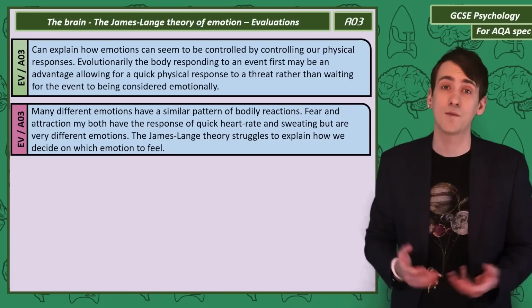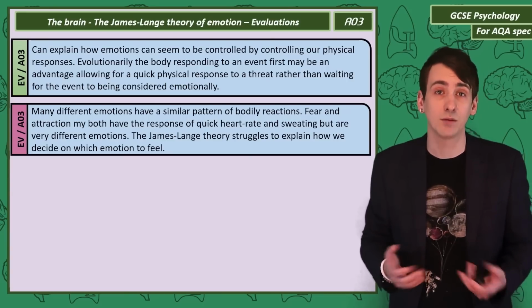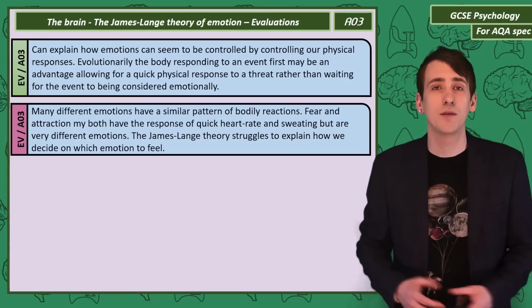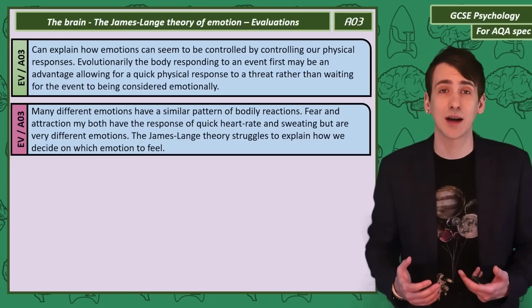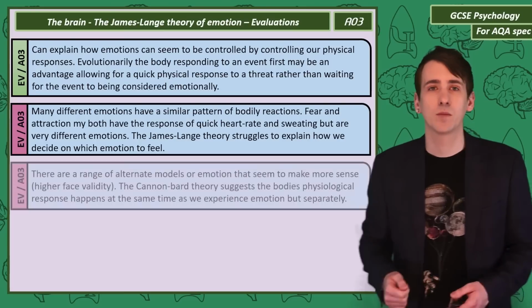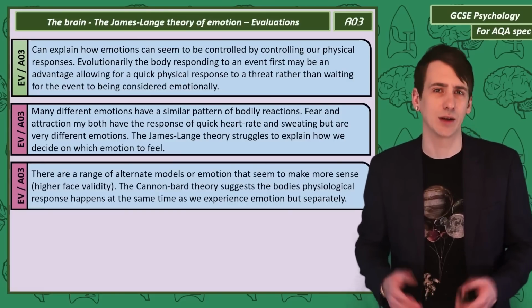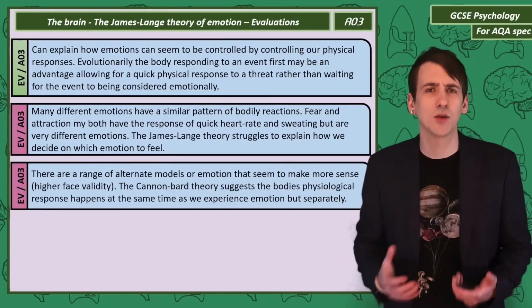Two examples are fear and attraction. Both can have a quick heart rate and sweating, but they're very different emotions. The theory struggles to explain how our brains decide on which emotions to feel. There are also a wide range of other models of emotion that seem to have a higher face validity, as in they seem to make more sense.